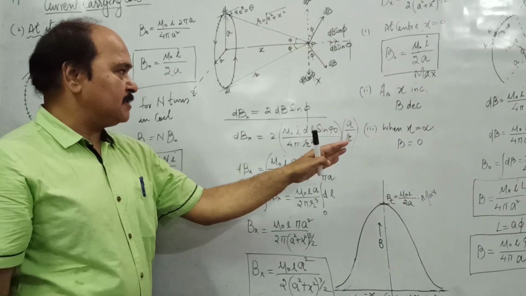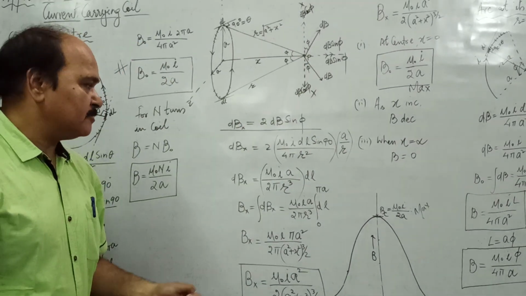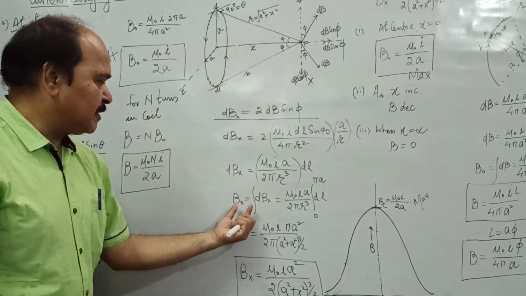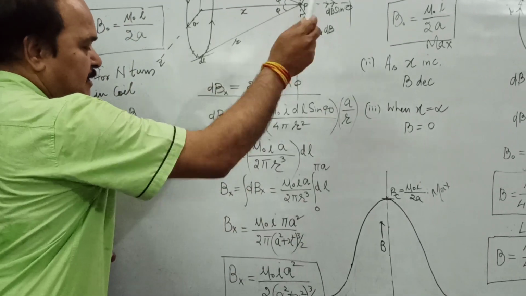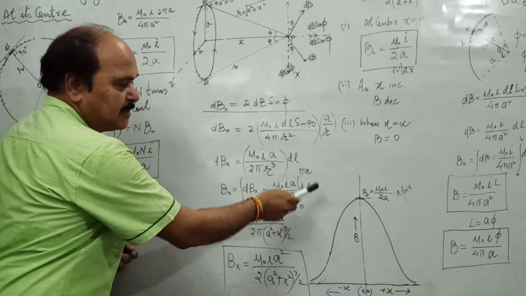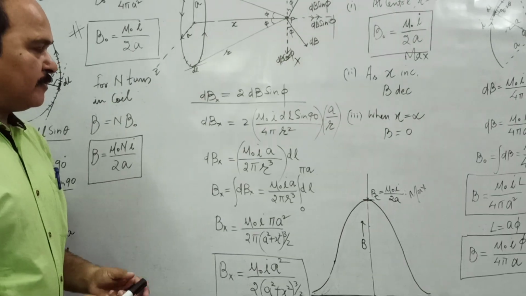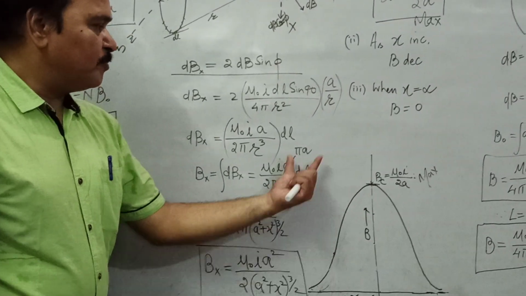And along x-axis, net magnetic field is going to be the simple sum of these sine components. So if we solve it, we get this magnetic field along x-axis, and total magnetic field along x-axis is going to be integration of this. When we integrate it, on the right hand side the only variable is dl, and the limit of integration is going to be l is equal to 0 to pi a.